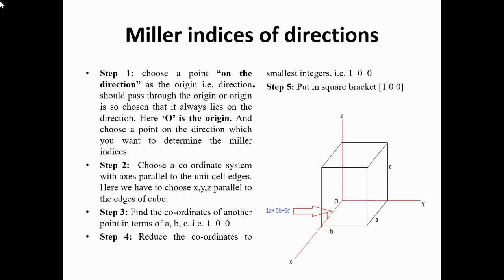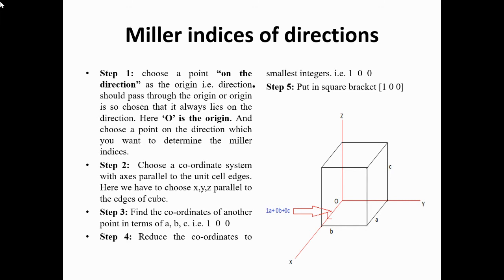Okay. Now in step 3, find the coordinates of another point in terms of a, b, c. That means you have to find another point which lies on the direction in terms of the unit cell edges a, b, c. a is nothing but the edge length along the x-axis, b is nothing but the edge length along the y-axis, and c is nothing but the edge length along the z-axis.